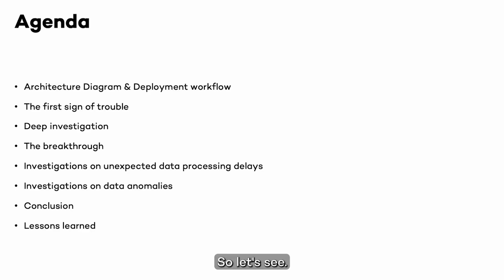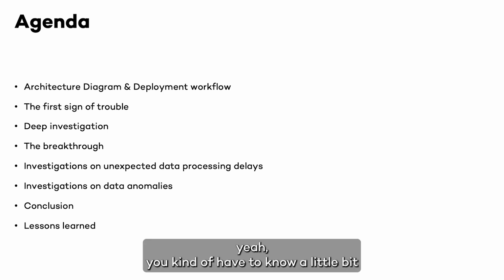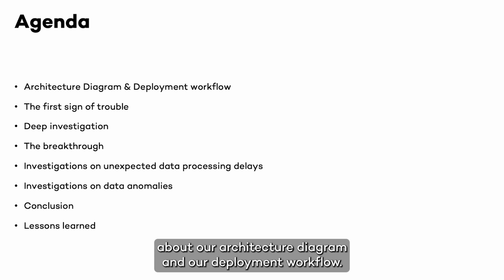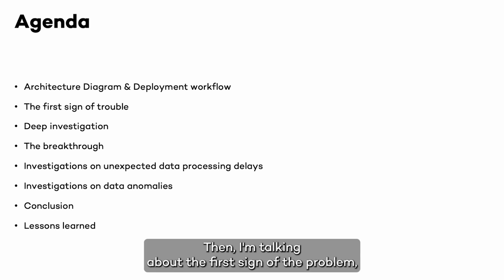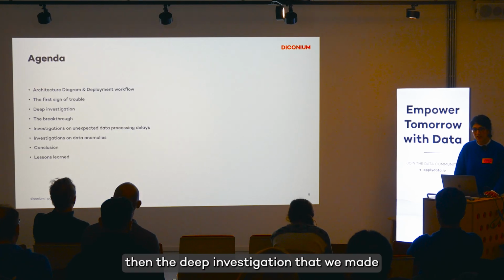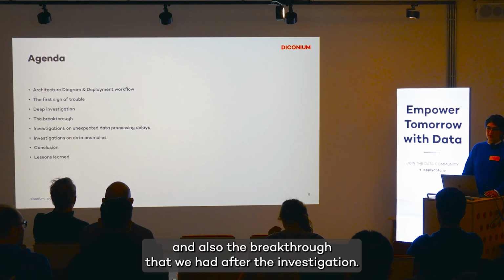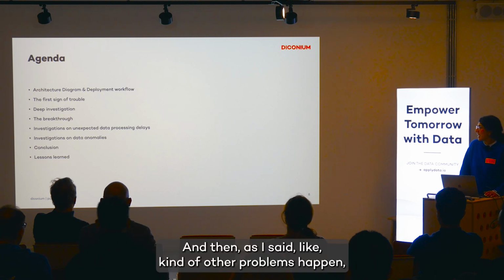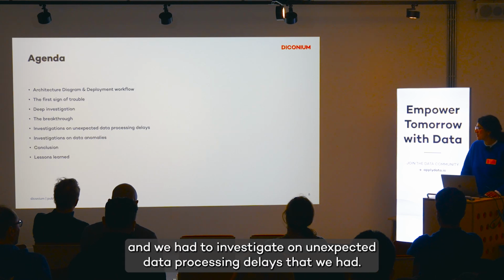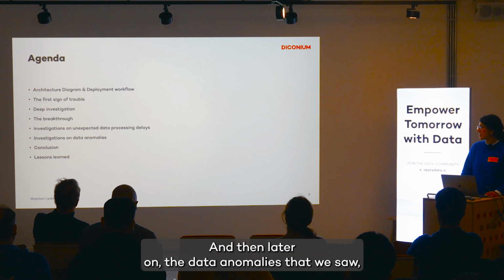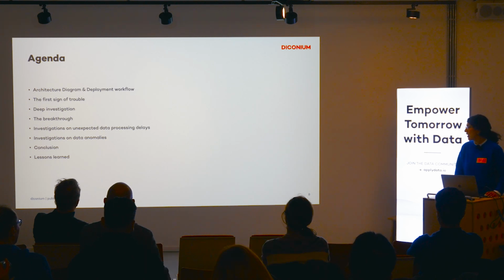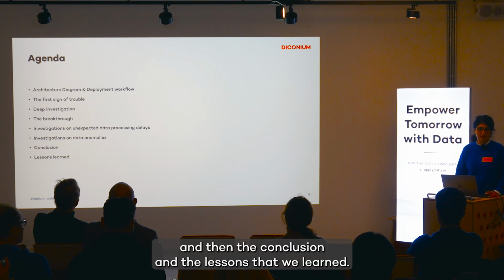So let's see. First, you kind of have to know a little bit about our architecture diagram and our deployment workflow. Then I'm talking about the first sign of the problem, then the deep investigation that we made, and also the breakthrough that we had after the investigation. And then, as I said, other problems happened, and we had to investigate unexpected data processing delays that we had, and then later on the data anomalies that we saw, and then the conclusion and the lessons that we learned.